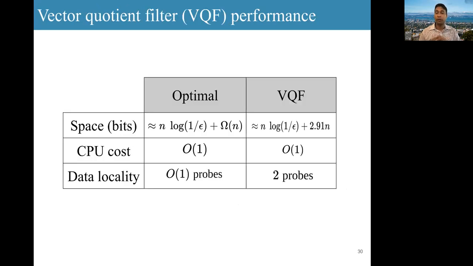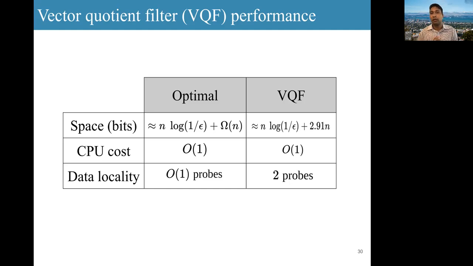And so now let's talk about the performance of the vector quotient filter data structure. In terms of space usage, the vector quotient filter has a similar space usage as the cuckoo filter, wherein the space overhead per item is very small, which is 2.91 bits per item. In terms of the CPU cost, any operation, insert, delete, or query, is constant time. It's exactly 2 probes per item. And we have very good data locality for every operation, be it inserts, deletes, or queries. So we do exactly 2 probes for any operation in the vector quotient filter.